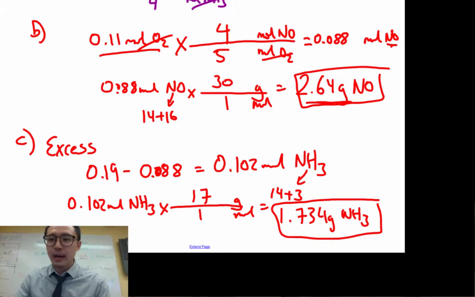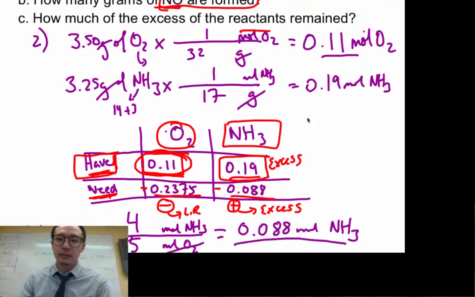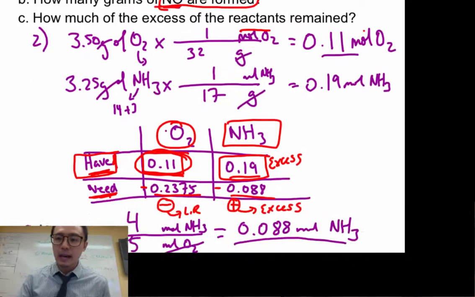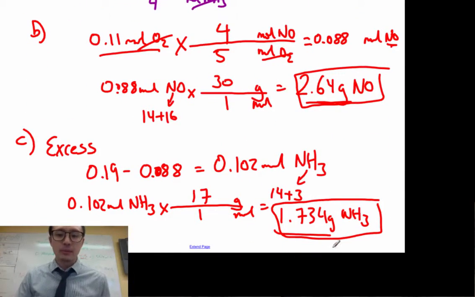So if you were to react these two initial reactants right here, there's going to be something left over. NH3 is still left over. And how much is that? That's 1.734 grams. So that's a limiting reagent calculation.